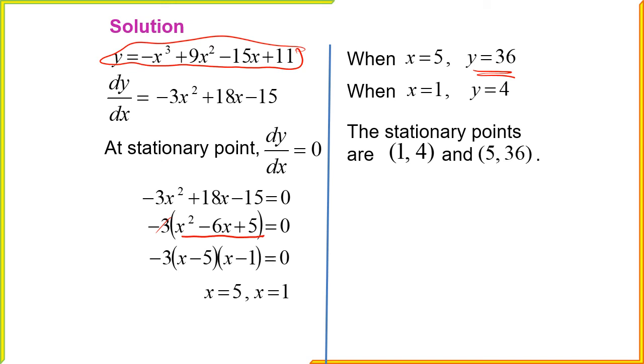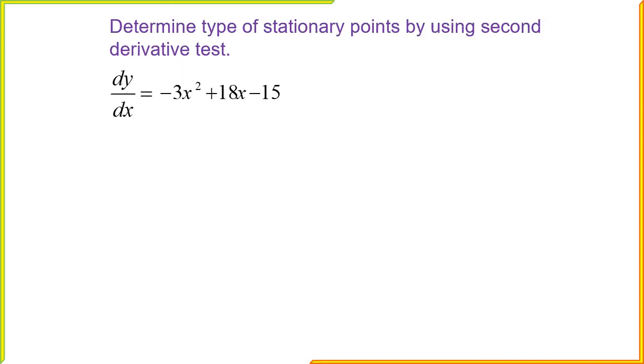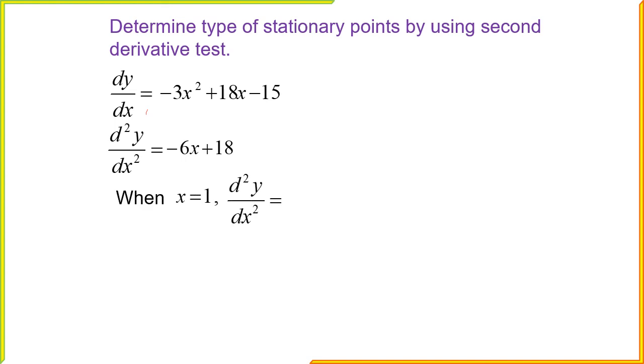Because the question asks you to check by using the second derivative test, we need to find d2y/dx squared. What we have to do is to differentiate dy/dx. Differentiating dy/dx, we get negative 6x plus 18. Then we need to check for x equal to 1 and for x equal to 5. So when x equal to 1, substitute the value 1 into d2y/dx squared.